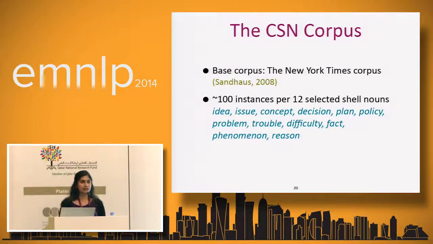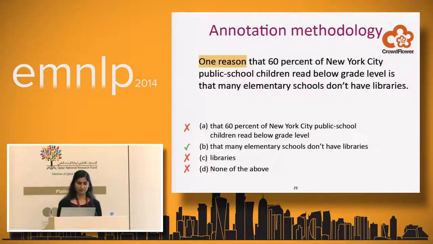Then we created this cataphoric shell noun corpus. For this corpus, we considered the New York Times corpus as our base corpus. Then we extracted 100 instances for each of our 12 selected shell nouns. And for our annotation, we used crowdsourcing. So our interface looks somewhat like this.